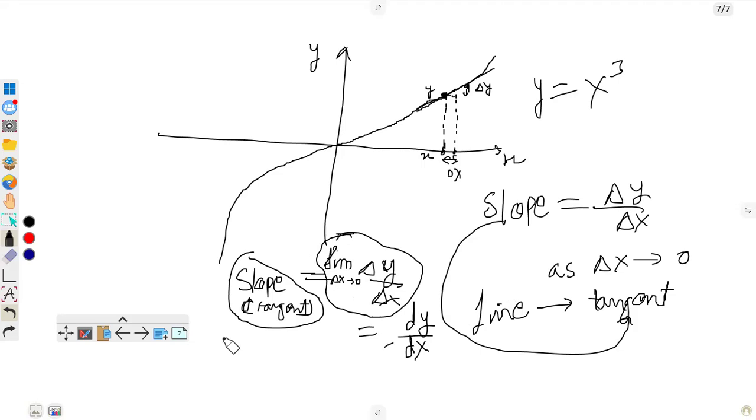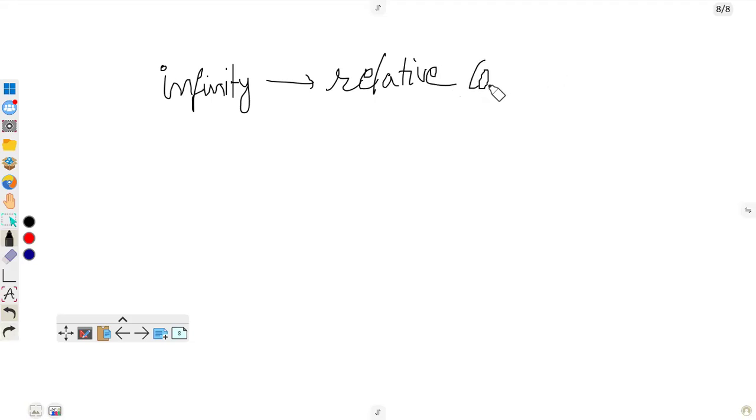Okay, so now what is left is let me tell you guys about some terms. We have terms like infinity. We come across terms like infinity, maybe in our day-to-day lives, but what exactly is infinity? Let me remind you guys that infinity is actually a relative concept.